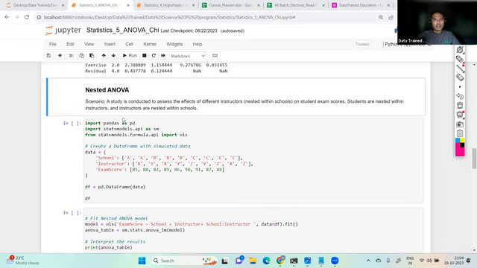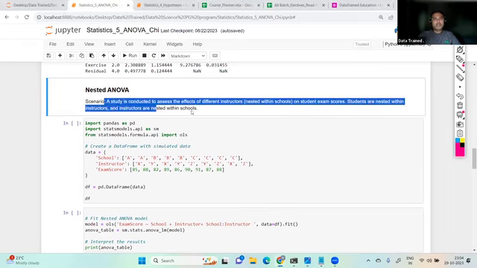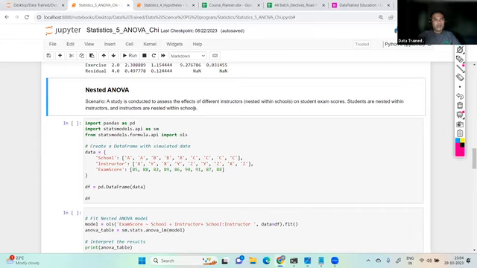So what is the scenario? A study is conducted to assess the effects of different instructors nested within the schools on student exam scores. Students are nested within instructors and instructors are nested within the school. Means it's a little confusing.